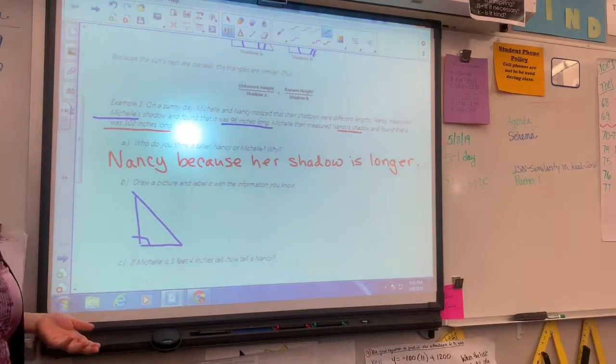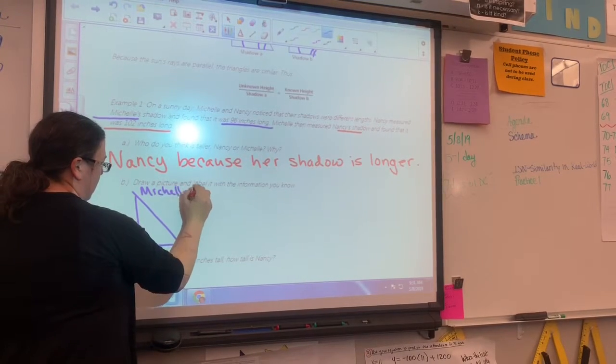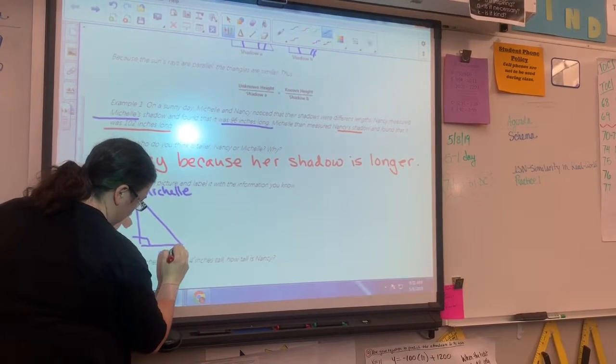So where would the shadow be? Let's say this is Michelle. It'd be down at the bottom here, right? Yeah, because shadows are on the ground.